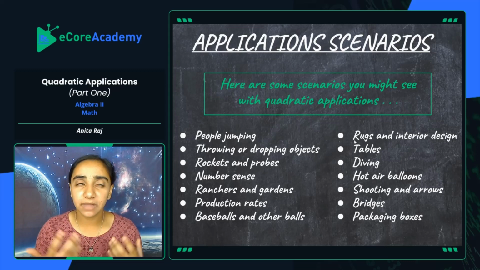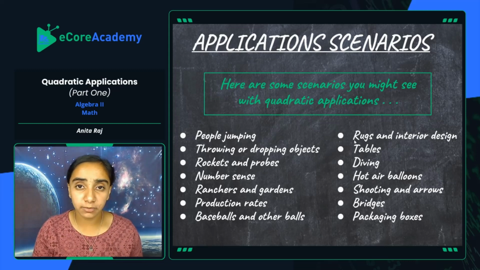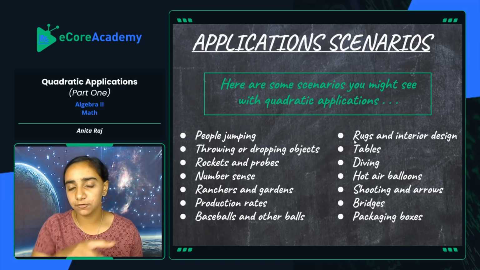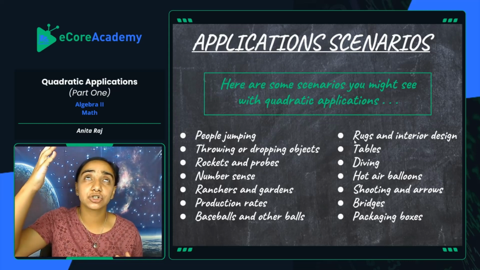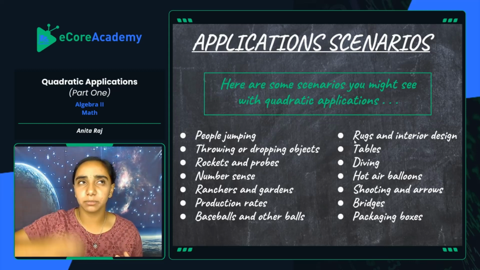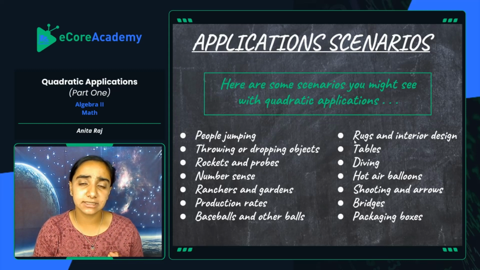Like AJ in that word problem scenario stood at the top of the building and threw a ball off the building. So throwing or dropping objects, they form parabolas. By throwing, I'm talking about throwing an object straight up, a little bit forward, but mostly upward, to form that parabola.